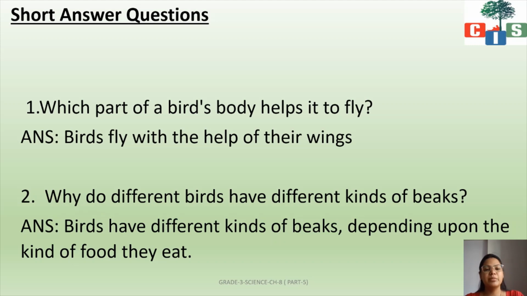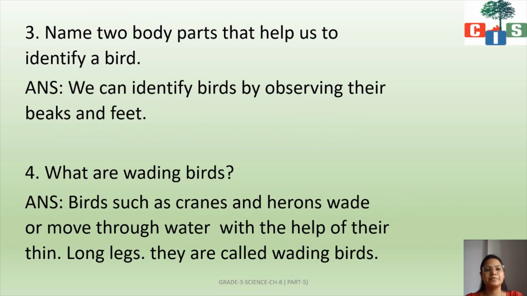Why do different birds have different kinds of beak? Yes, we have seen that different birds have different kinds of beak. But why do all the birds have different kinds of beak? Birds have different kinds of beak depending upon the kind of food they eat. Yes, so different birds eat different kinds of food. So according to the food they eat, they have different kinds of beak.